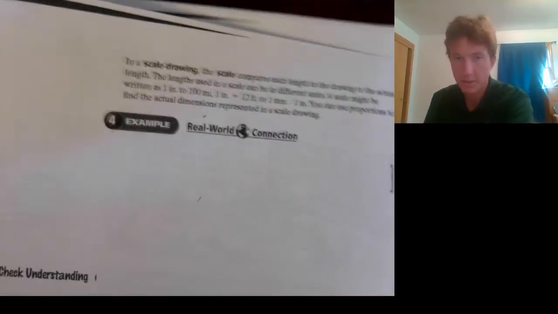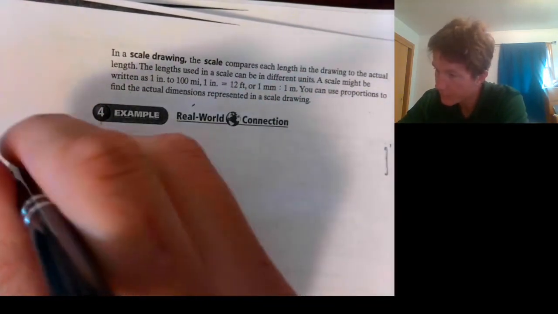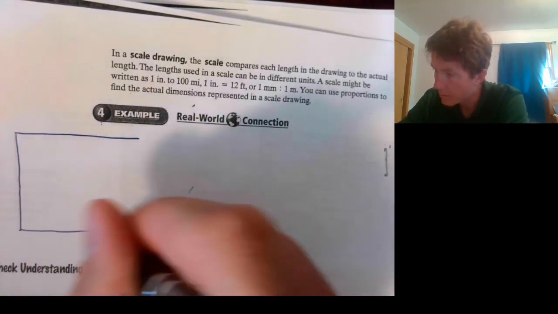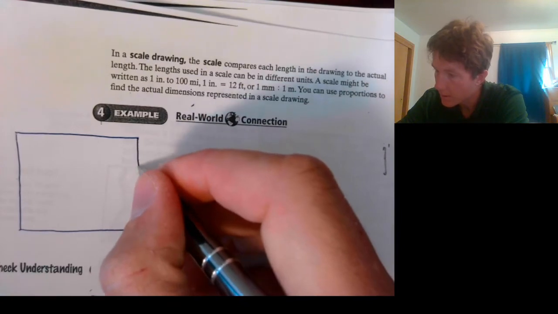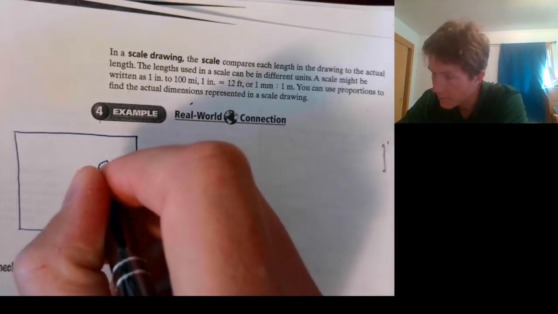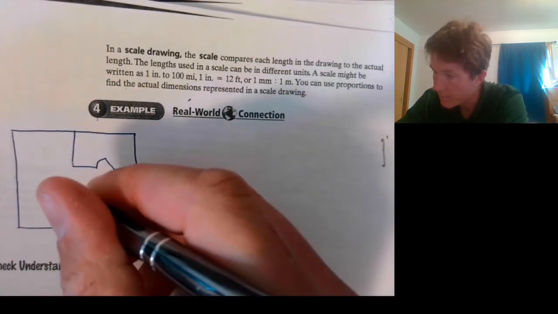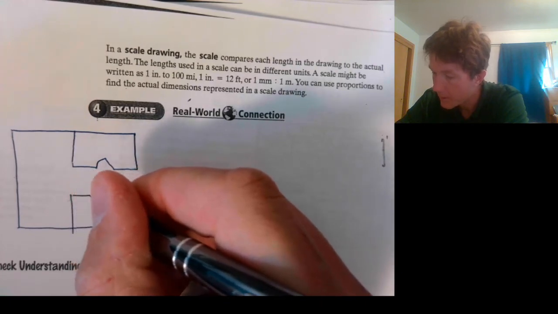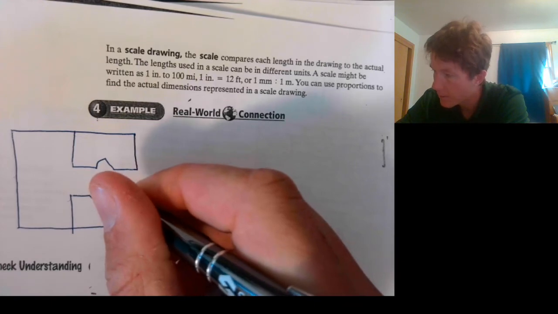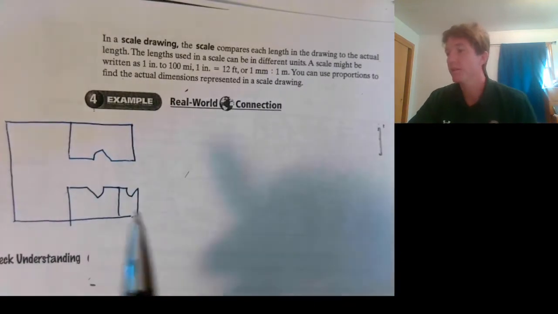Okay, so let's look at this example. So we have a drawing here. This is like a blueprint. I'm not sure if you guys have worked with blueprints yet. Maybe you're going to rent an apartment or something, and you go online and it looks something like this.